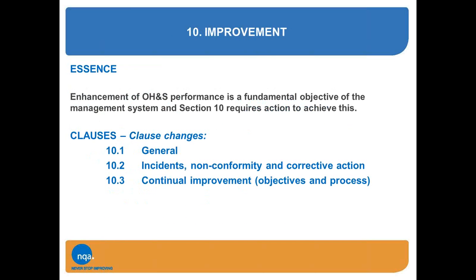Improvement. There's some changes again to the clauses. So 10.1 now is generally looking at the general requirements for driving forward continual improvement as a primary objective of the management system. Looking at incidents, non-conformity and corrective actions in 10.2. And the measurement and continual improvement there, looking at objectives and the processes within the management system. So it's going round full circle to deliver continual improvement, not continuous.